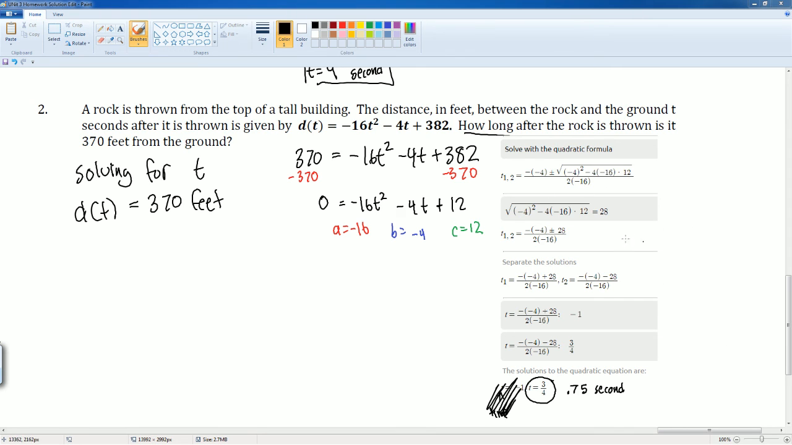Look at your quadratic equation notes if you need help with it. Okay, but there you go. That is number 2.